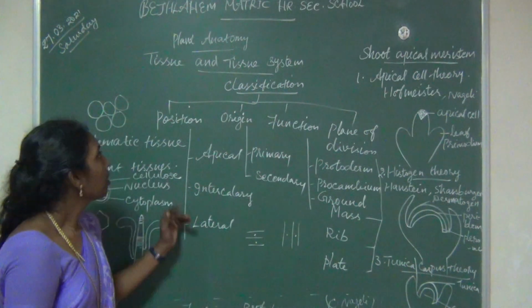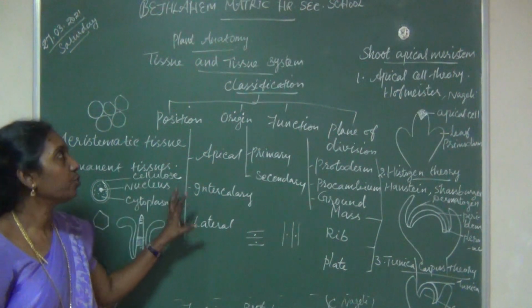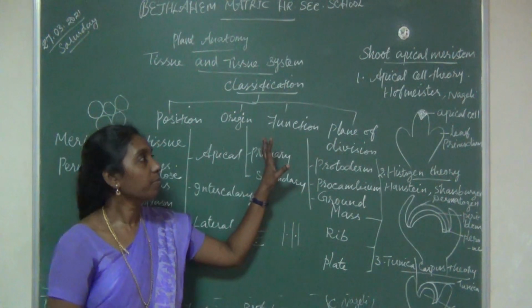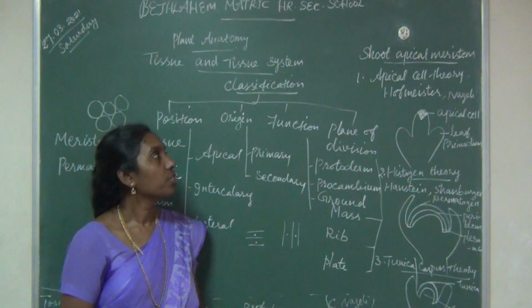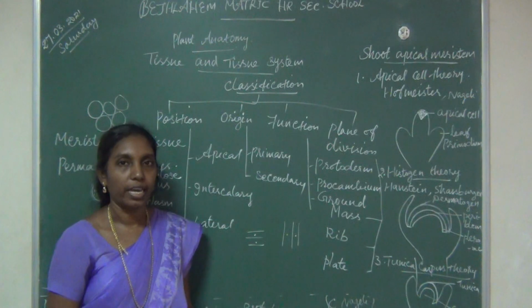So today you learned the definition and the characteristics of meristematic tissue, then classification of meristem, and finally theories of shoot apical meristem. Learn all these questions and draw all the diagrams in the note.